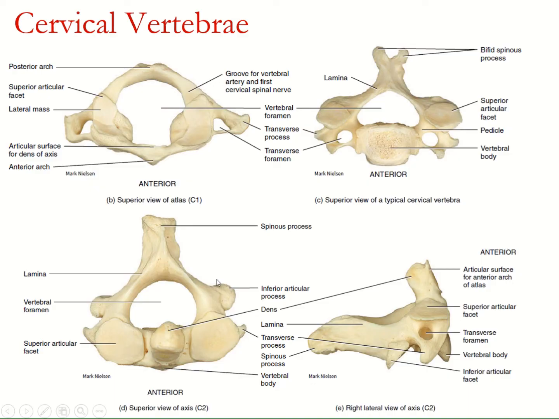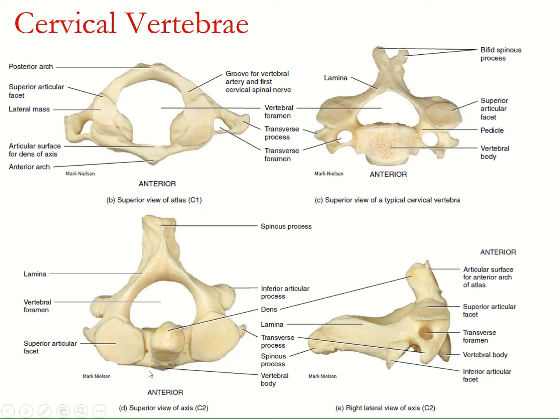So this is a superior view of a typical cervical vertebra. Typical, the usual cervical vertebra. It has bifid spinous processes. It has a vertebral body and transverse foramen are located at the transverse processes.